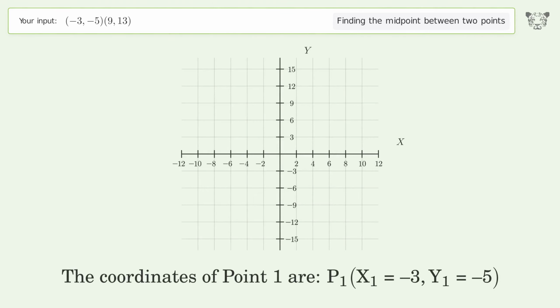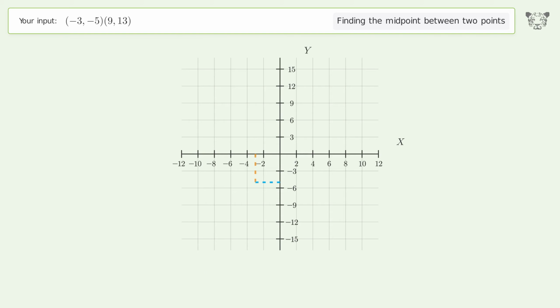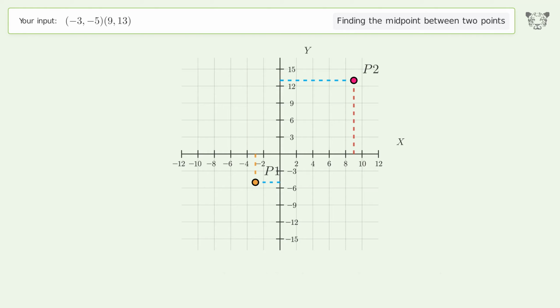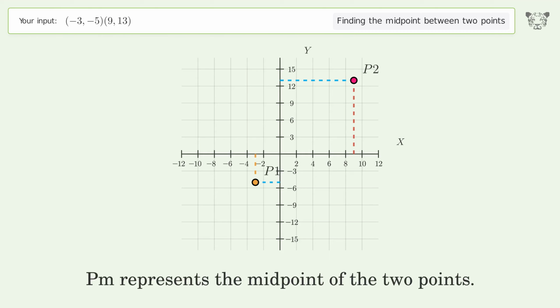The coordinates of point 1 are x1 equals -3, y1 equals -5. The coordinates of point 2 are x2 equals 9, y2 equals 13. PM represents the midpoint of the 2 points.